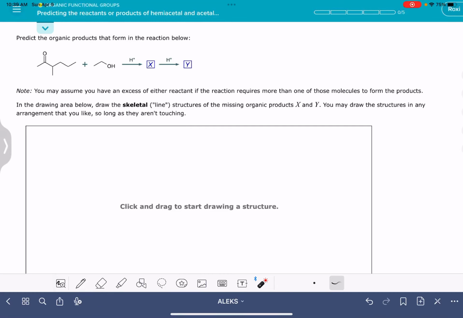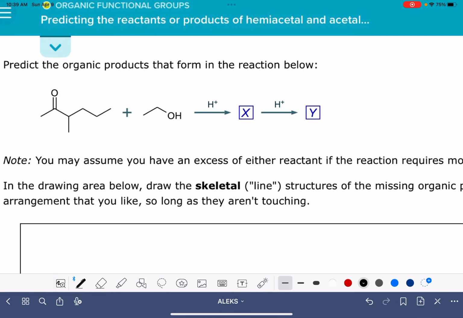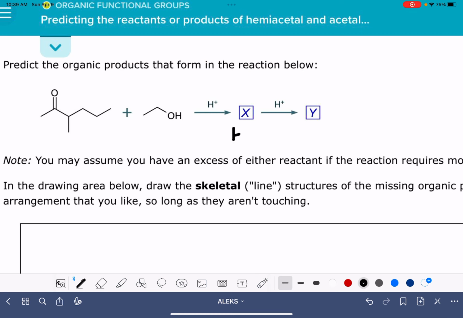In this video, we're going to work on the ALEKS problem called predicting the reactants or products of hemiacetal and acetal formation. There's a lot of different versions of this particular problem. So we're looking at one where it's given us the two reactants and it wants us to come up with two different products for the reaction. If you have a problem in this particular format, it wants you to draw the structure of the hemiacetal first and then draw the structure of the acetal.